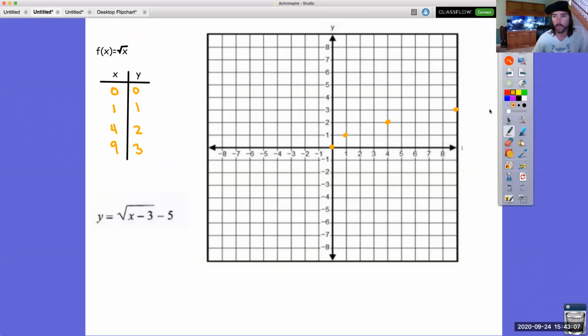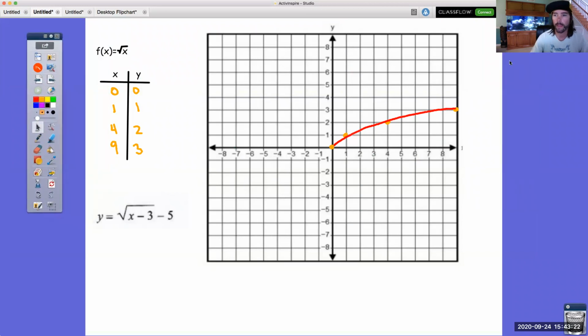If I connect those points, I would have the square root of x. This is what is called the parent function. It is the most basic version of square root of x. And what we're trying to do then is manipulate that by moving it around, up, down, left, right, and then even do some reflections.